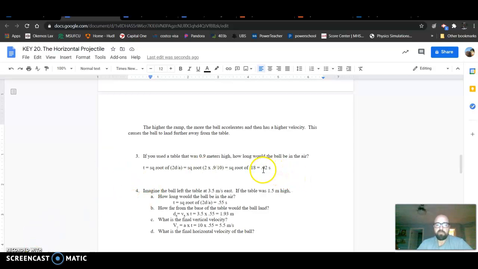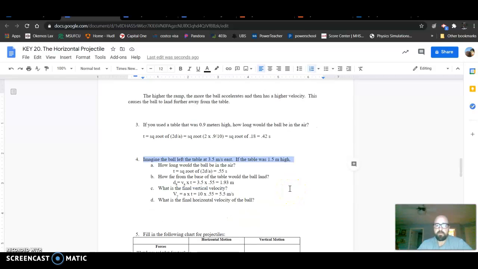All right, I just went in and filled some stuff in on here. So this was 0.42 seconds. And then we had this problem here. So for this one, there were a couple problems that I noticed kids made when they went through it. Some people are screwing up what goes in here. We want to make sure that the vertical distance is what determines the time in the air. So here you'd use the 1.5 meters for this distance right here. And then acceleration is 10 meters per second squared. So when you do that, you get 0.55 seconds as your answer.